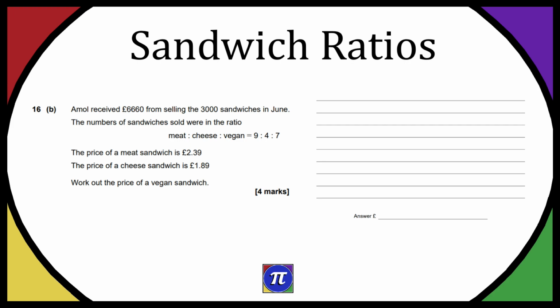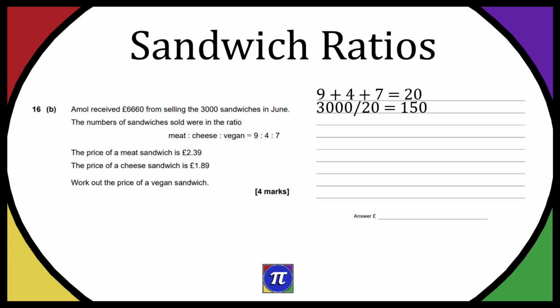So I think the first thing we should work out in this question is how many sandwiches were sold of each. So there were 3,000 sandwiches sold in June in a meat, cheese, vegan ratio of 9:4:7. So let's just expand that ratio up to have them all add up to 3,000. So 9, 4 and 7 is going to be equal to 20. If we simply divide 3,000 by 20, we're going to work out how much we need to times each sandwich amount by in the ratio to get the total number of sandwiches sold of each.